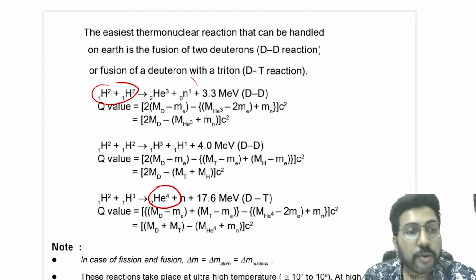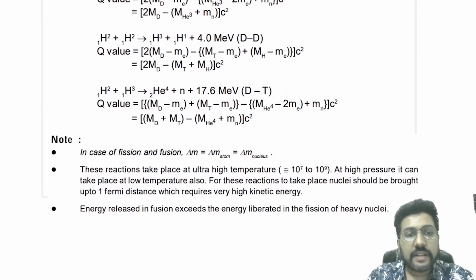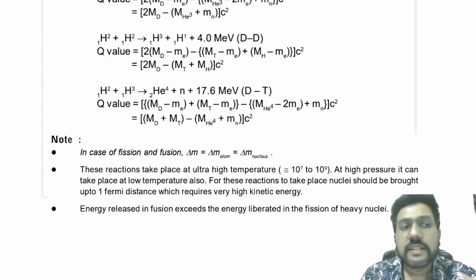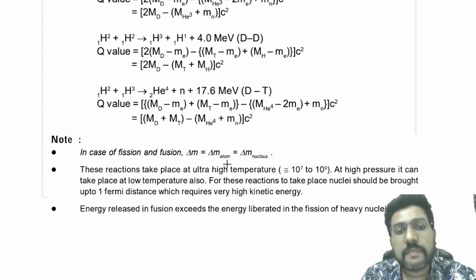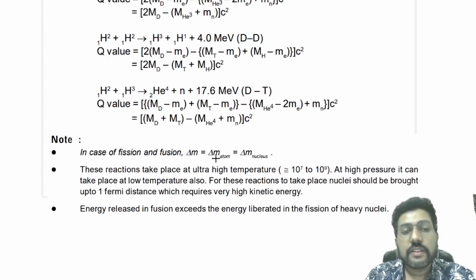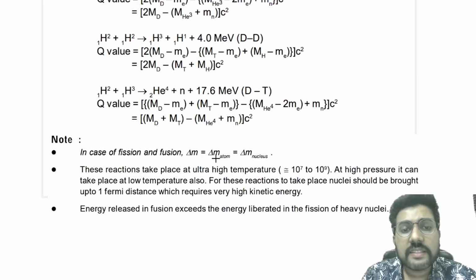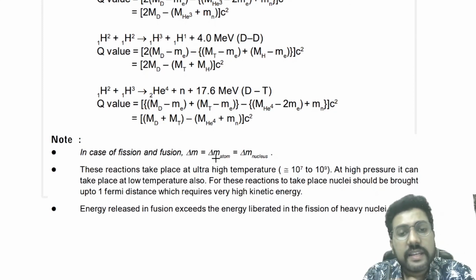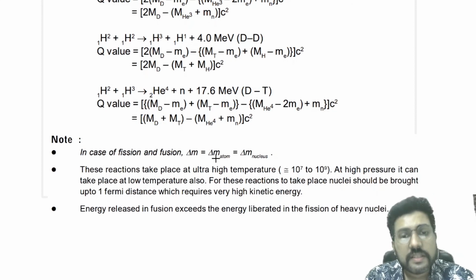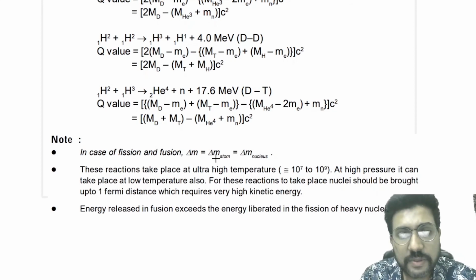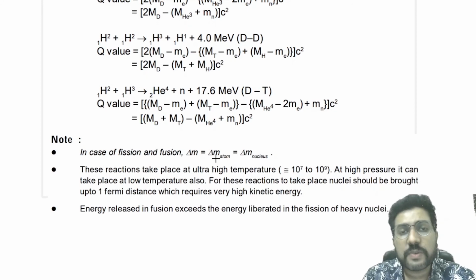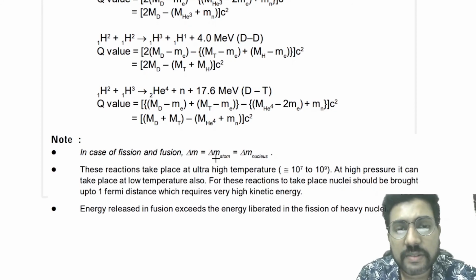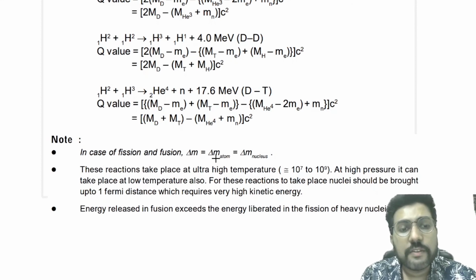Okay, note, in case of fusion and fission, in both cases delta m, that is the mass change, delta m atom is equal to delta m nucleus. So basically what they are saying is the change in mass of the atoms is equal to the change in mass of the nuclei, because the electron mass will get cancelled out. When you do it as reactant minus product, the electron mass will get cancelled out. That is why delta m atom is the same as delta m nucleus in both fission and fusion.